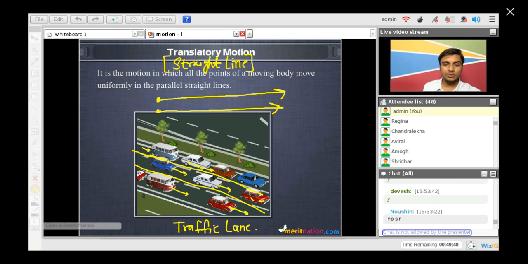In India, most of the people do not follow the lane system, right? In traffic, I have seen that none of the people follow the lane system, especially in Mumbai, Delhi, and other places. None of them move in a straight line.